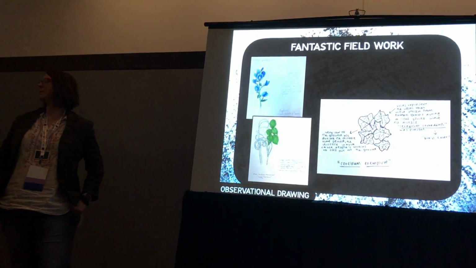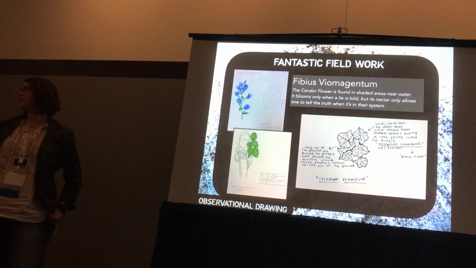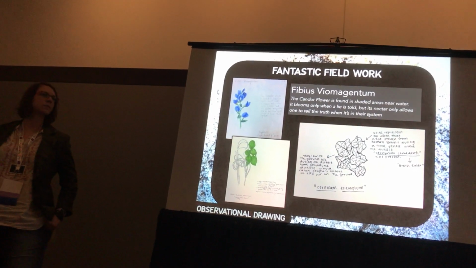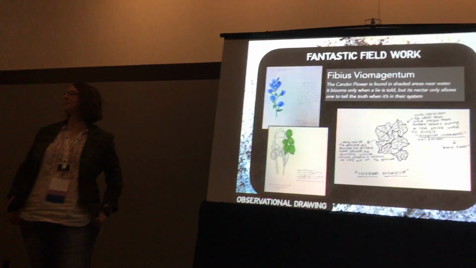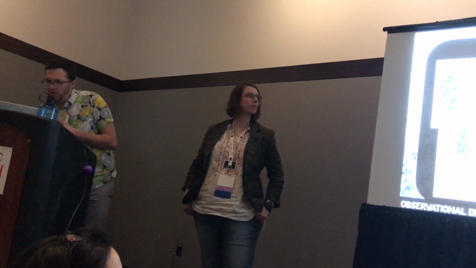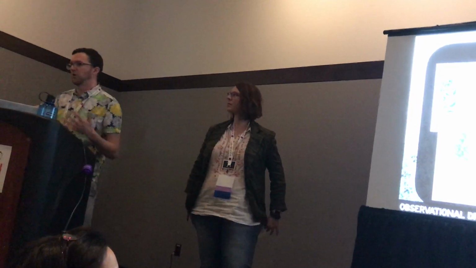So one thing we do is have them write a description about maybe some of its kind of Harry Potter style powers. We also use a Latin name generator. There's a bunch of free websites and apps to come up with a fake Latin name for it, right? So here, the candor flower is found in shaded areas near water. It blooms only when a lie is told, but its nectar only allows one to tell the truth when it's in their system.